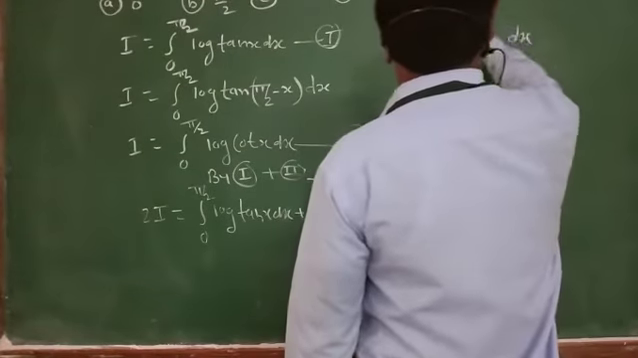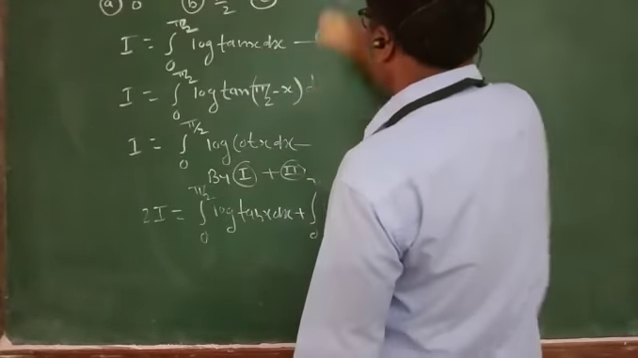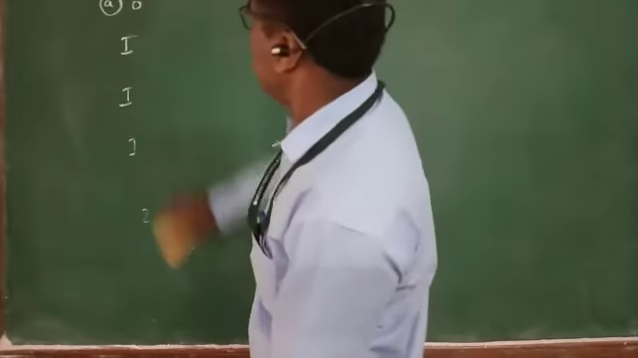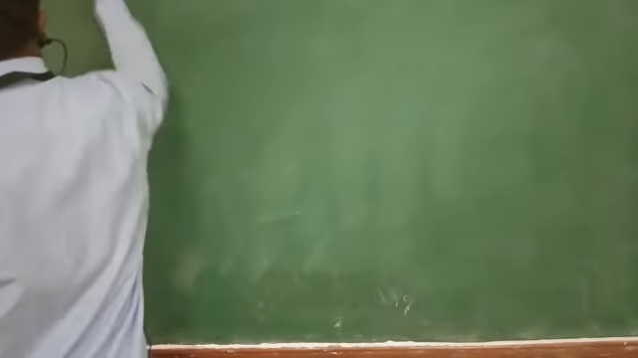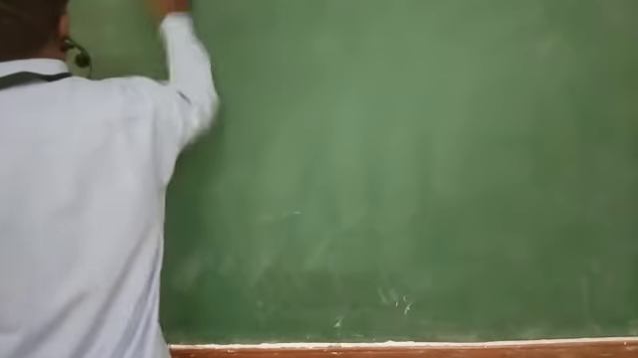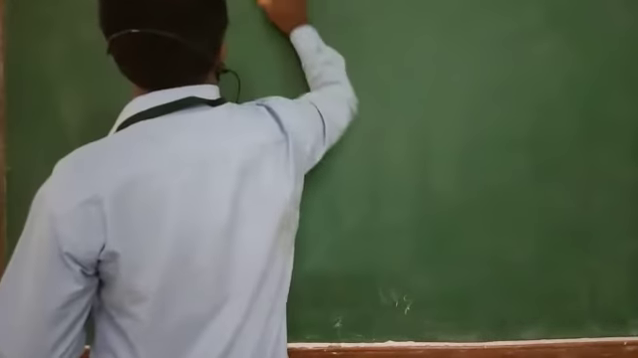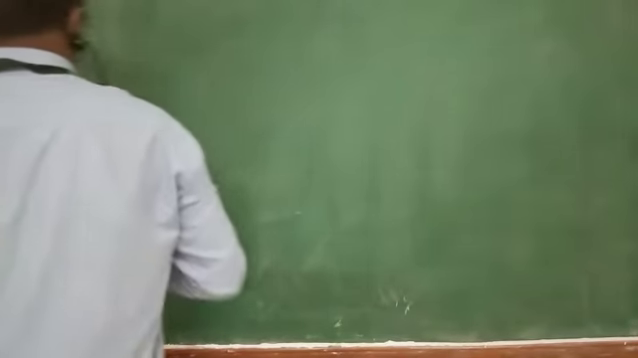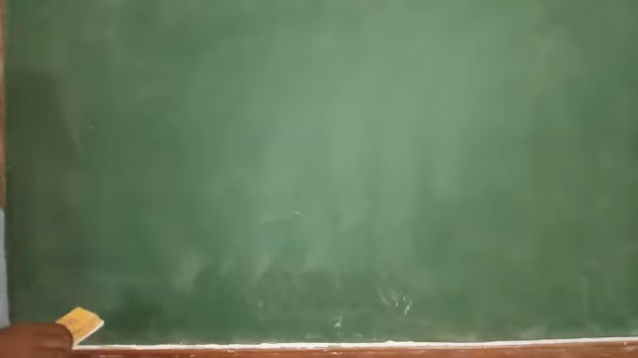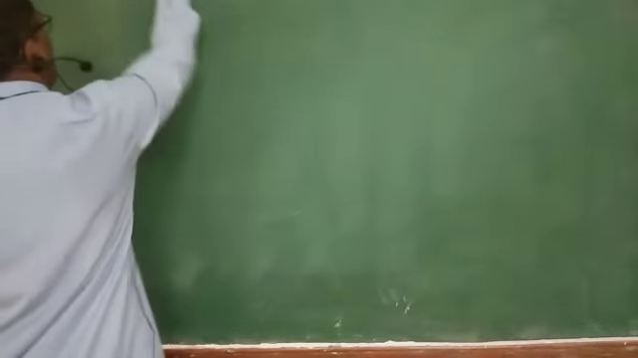Question number first. Similarly, question number 7: integration of cot x dx equal to the same answer, 0. You solve it for homework.